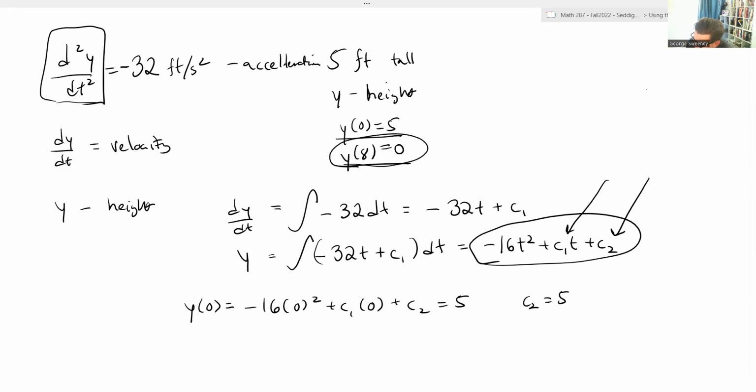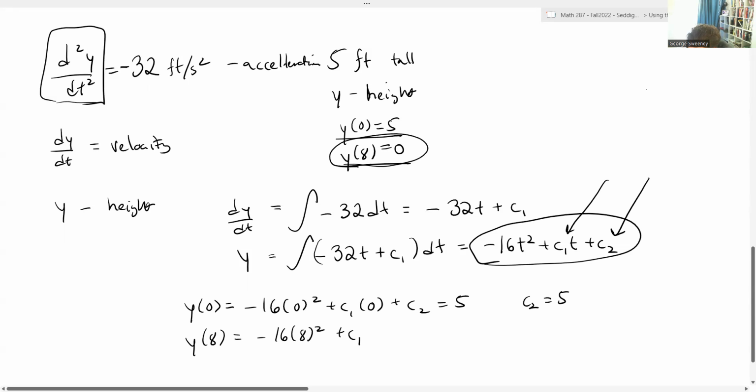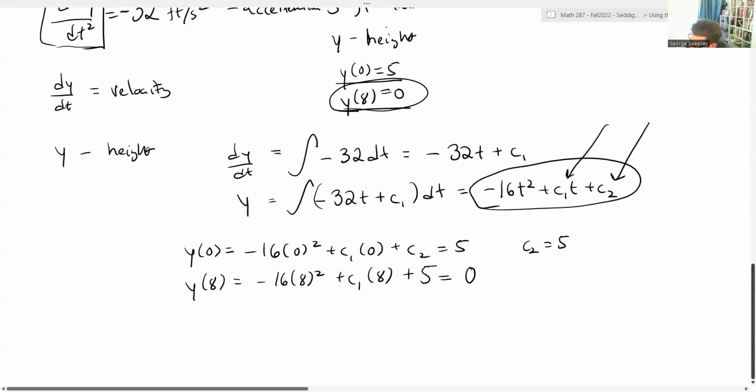Now I'm going to use y of 8 to find c1. So y of 8, which equals negative 16 times 8 squared plus c1 times 8 plus c2, or plus 5, which is what c2 is, is then going to equal 0. So that means this is negative 1024 plus 8c1 plus 5 equals 0. Doing a little algebra, just straight algebra, I get 8c1 equals 1019, and so c1 ends up equaling 127.375.